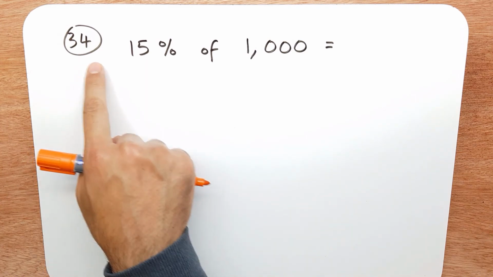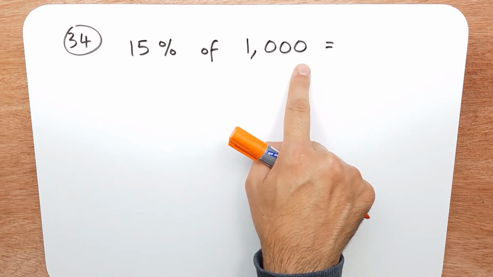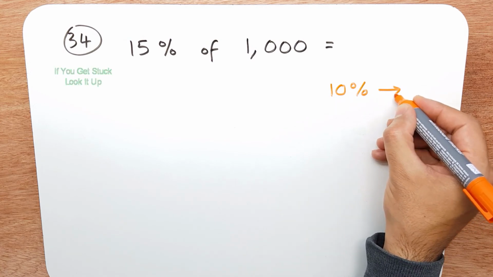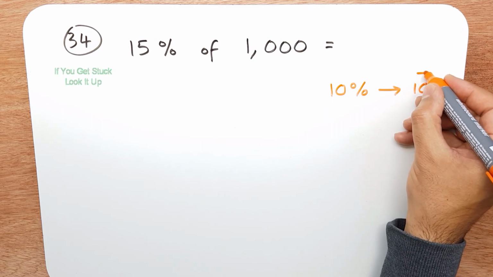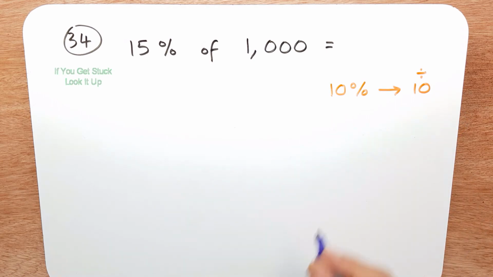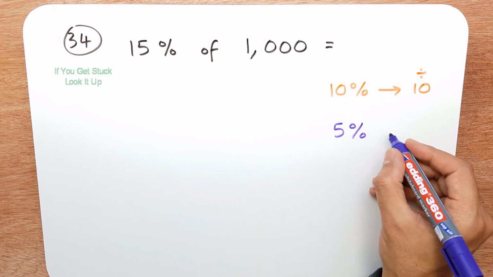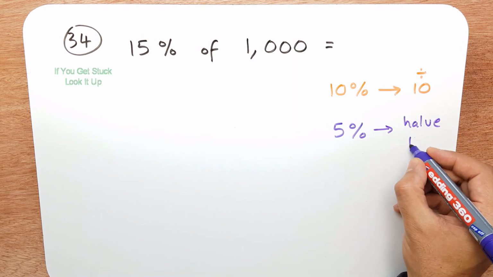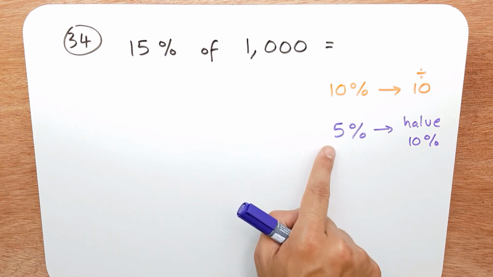Question 34, we're asked to work out 15% of 1000. And we know that 10%, we simply divide the number by 10. So we divide the number by 10. And to work out 5%, what we'll do, we'll halve 10%. So whatever we get for 10%, we just divide it by 2.